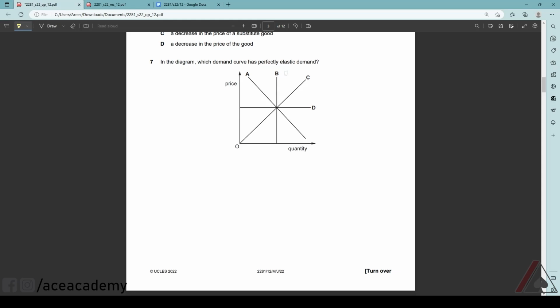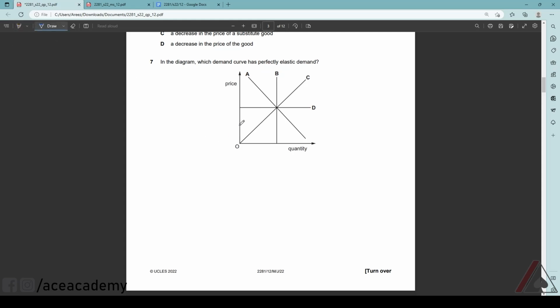What does price elasticity of demand look like? It means that if there's a change in price, how would the demand change? How would the demand respond to a change in price? Since they're talking about elastic, so it's perfectly elastic, you do understand that there would be a significant change in the demand, right?